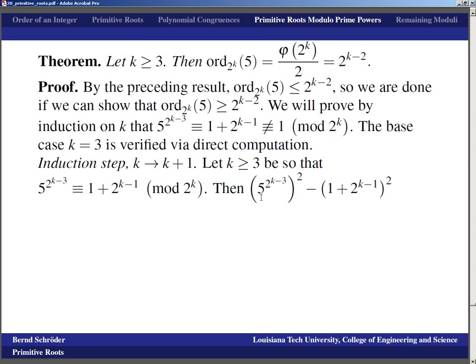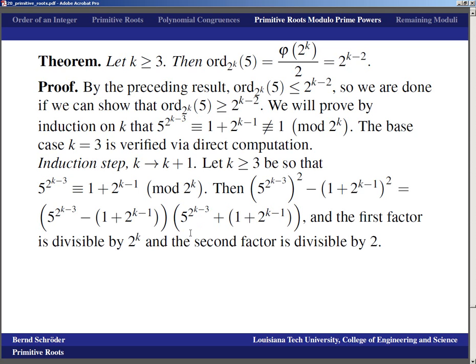Well, that means that (5^(2^(k-3)))^2 modulo 2^k is congruent to (−1 − 2^(k−1))^2, the quantity squared. That's the binomial formula. That's (5^(2^(k-3)) − 1 + 2^(k−1)) times (5^(2^(k-3)) + 1 + 2^(k−1)). And the first factor is divisible by 2^k, because these two are equal, because this difference is 0 modulo 2^k by assumption. And the second factor is divisible by 2 because this is odd, and this is odd, and this is even.